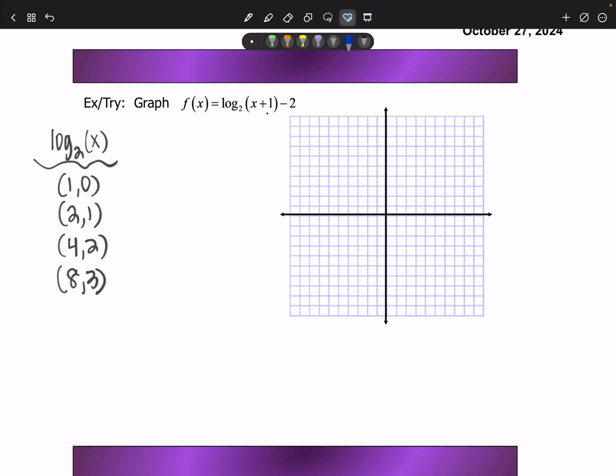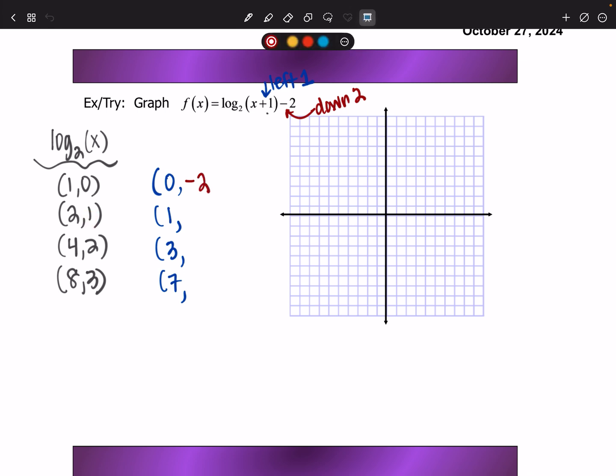+1 would be going left 1 unit. So this is left 1. So when we go left 1, that's going to subtract 1 from our x. So the 1 would become a 0, the 2 would become a 1, 4 becomes a 3, and 8 becomes a 7. And then subtracting 2, that would be down 2, so that's going to subtract 2 from our y value. So 1 minus 2 is -1. 2 minus 2 is 0. 3 minus 2 is 1.